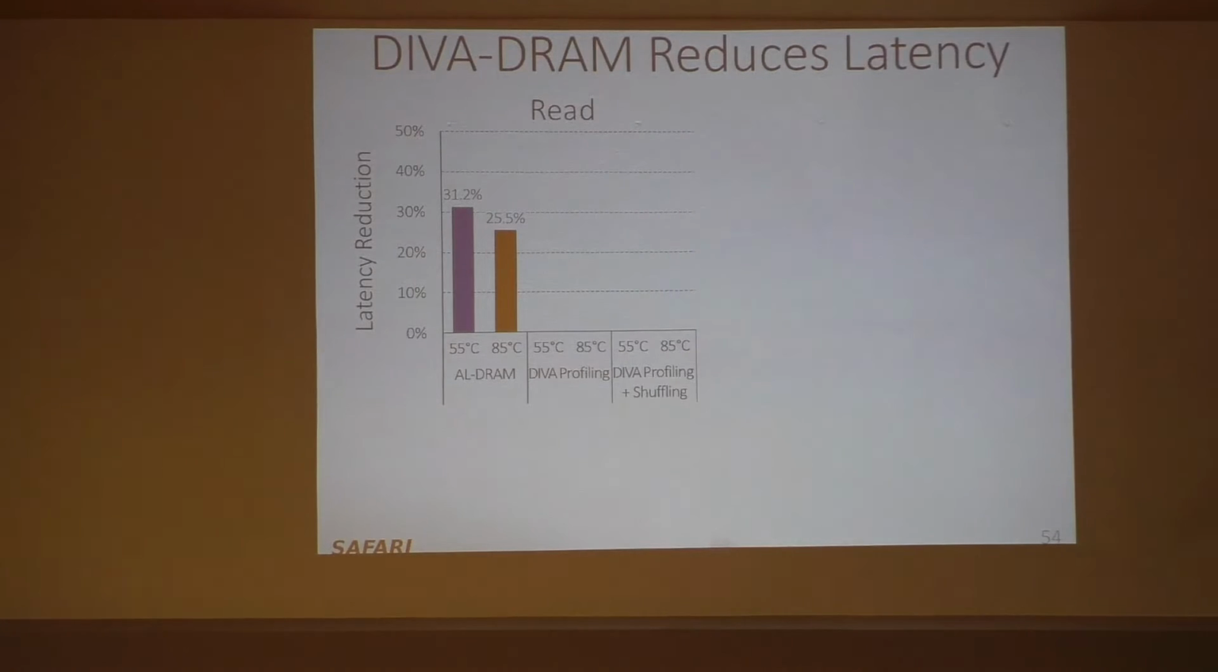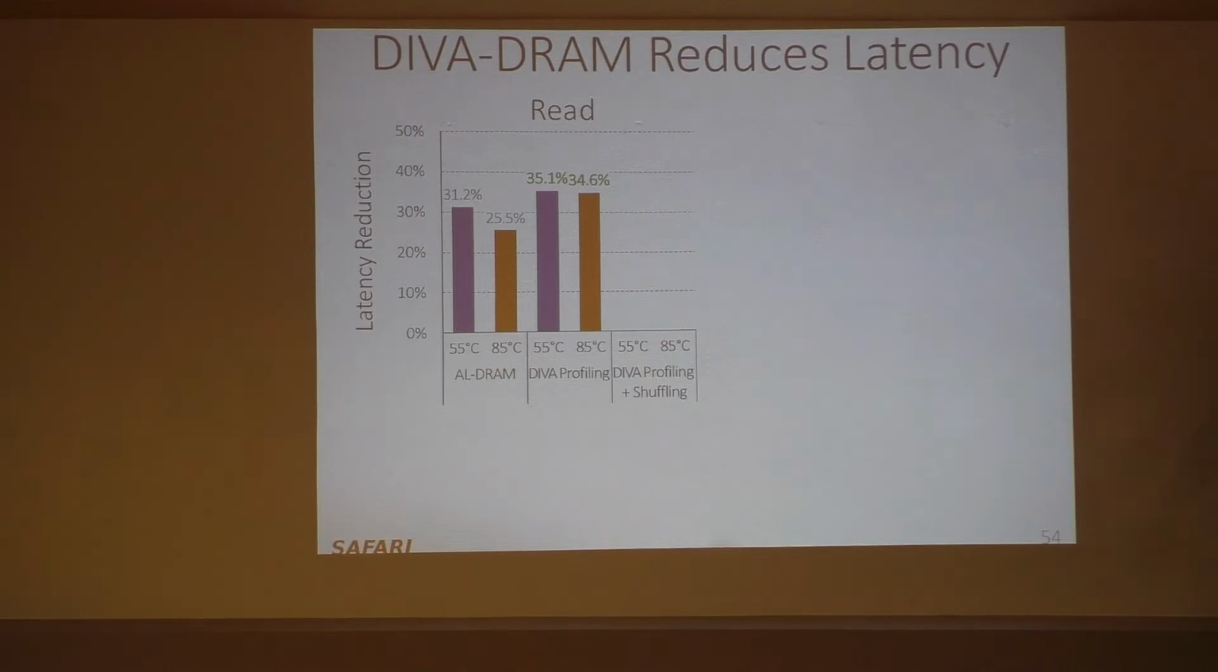And if you really want to know more, the paper has a lot more detail, and these are real results. So basically this is adaptive latency DRAM. As I showed you, it's good, but if you do this profiling online, you get much better results. Because adaptive latency DRAM doesn't take into account aging, but this takes into account aging.